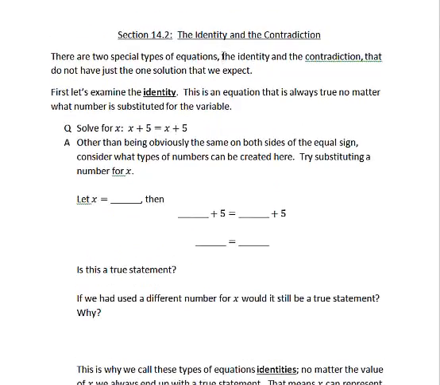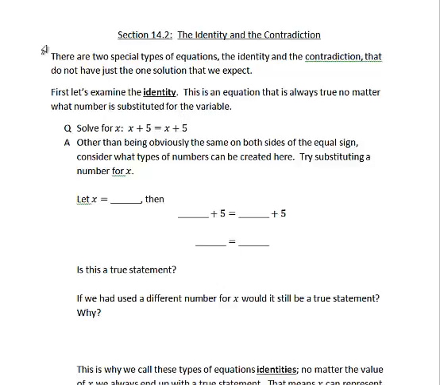So far, all of the equations that we've solved have yielded a number for the variable in the end. X equals some number, x equals 4, x equals negative 1, x equals 3. Well, it turns out that there are two types of equations where we actually do not get a numerical answer in the same sense that we have been so far. Alright, there are two types of equations.